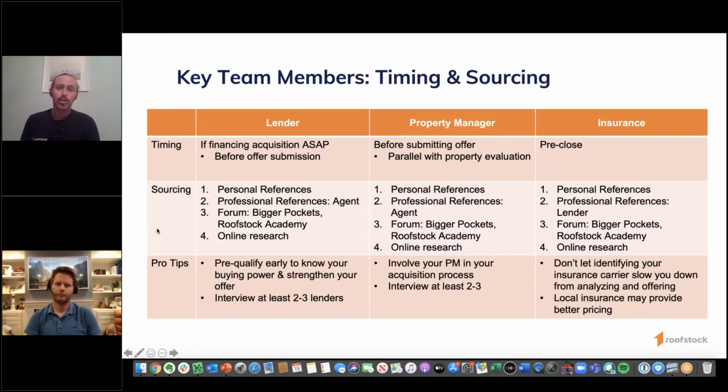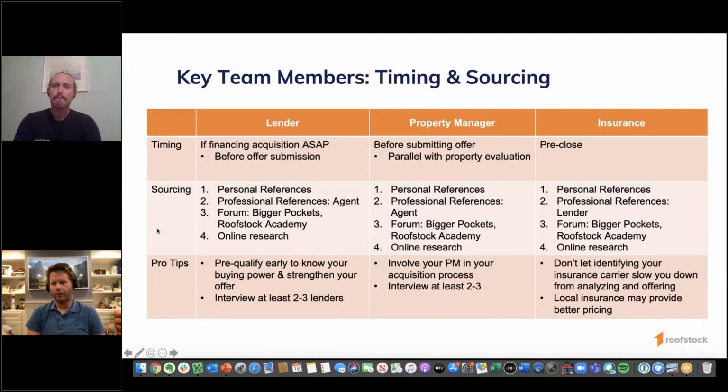So if you have homeowners insurance currently or have auto insurance currently, call that insurance carrier and see if they write investment property in whatever state you're looking to invest in. That can be a really great way to just get the ball rolling. And you can also sometimes take advantage of multi-policy discounts, which are always nice to have.